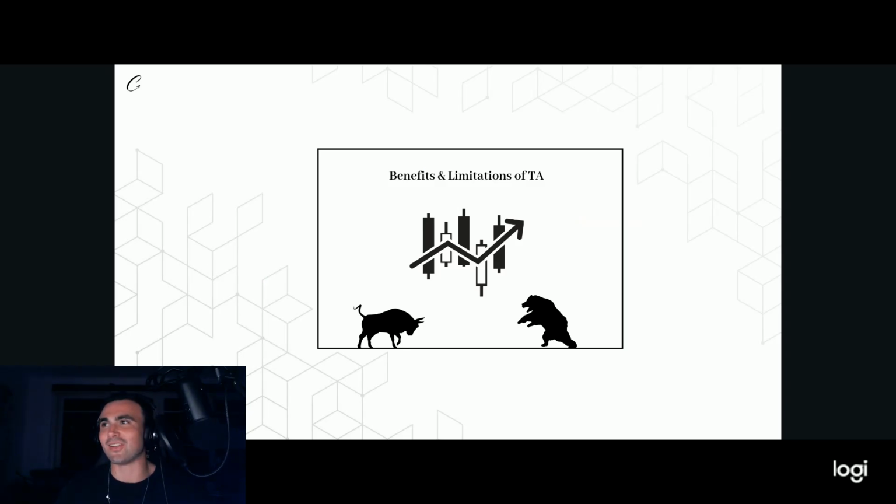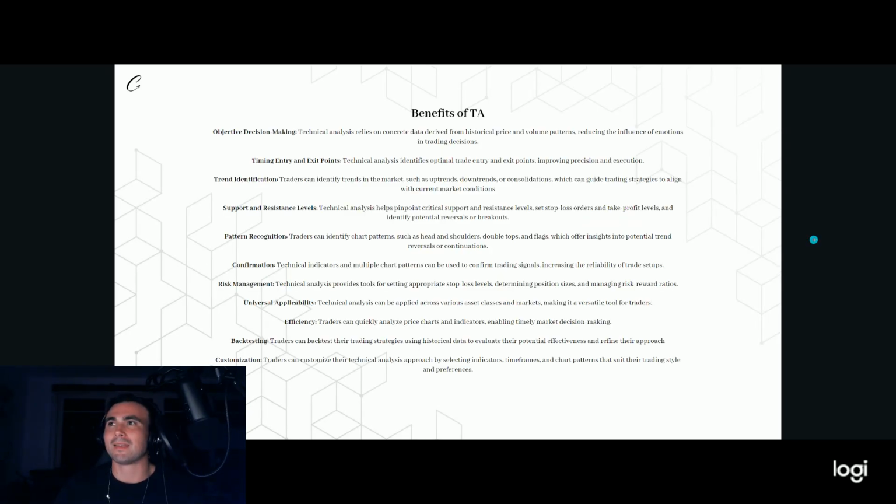Benefits and limitations of TA. In my opinion, the benefits vastly outweigh the limitations, and I'll start off with objective decision making. Technical analysis relies on concrete data derived from historical price and volume patterns, reducing the influence of emotions in trading decisions. Timing, entry, and exit points. Technical analysis identifies optimal trade entry and exit points, improving precision and execution.